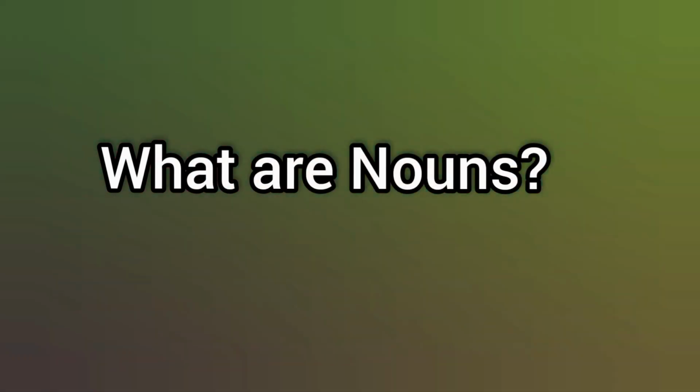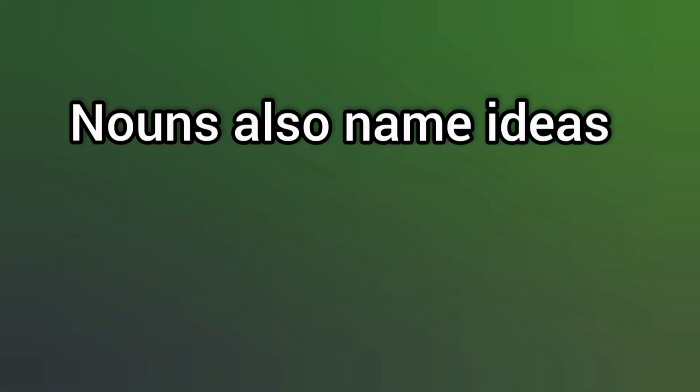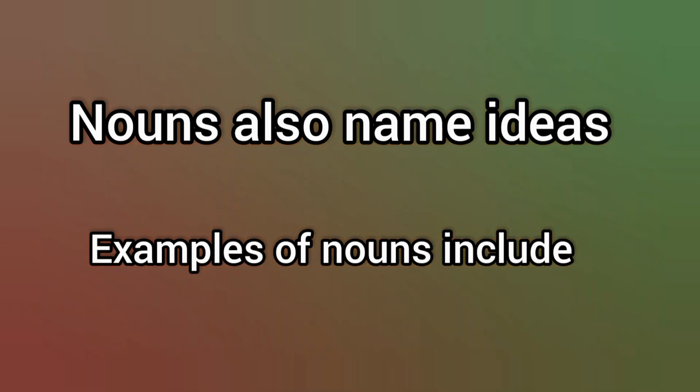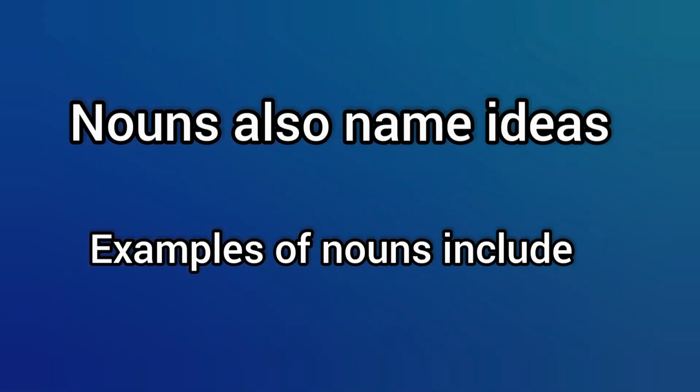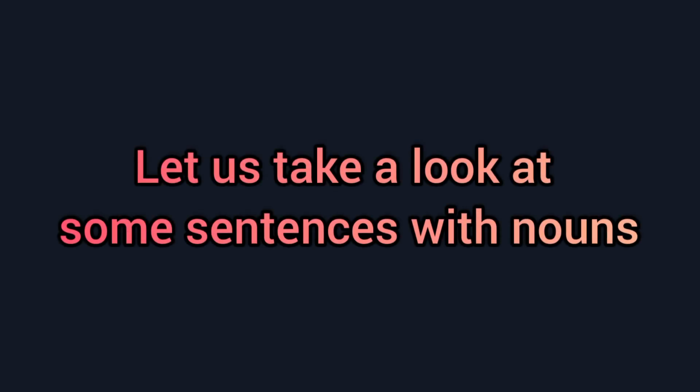What are nouns? A noun is a word that names a person, place, thing, or an animal. Nouns also name ideas. Examples of nouns include Maria for person, park for place, table for thing, cat for animal, and love for idea.